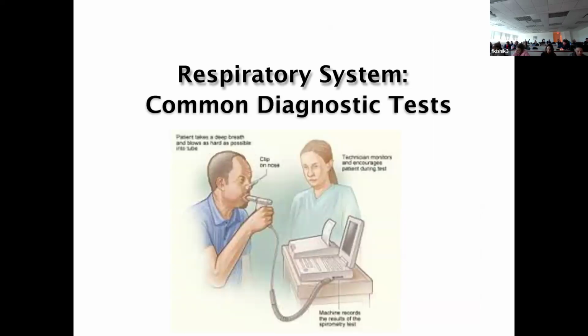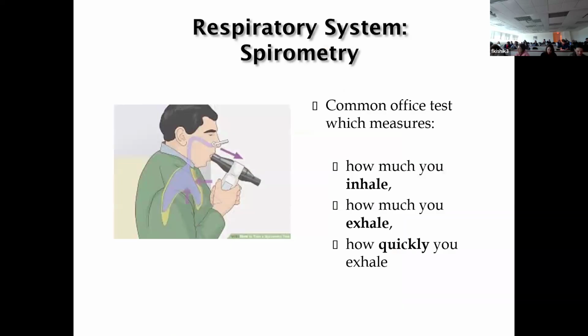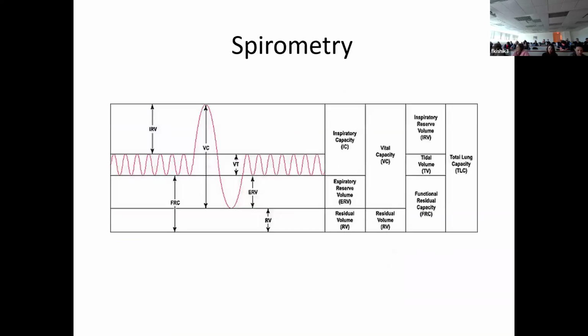So to diagnose that, you do one of these things. What's this guy doing? Spirometry, right? It's a common office test. It measures how much you inhale, how much you exhale, and how fast you exhale. That's your FEV1 over FVC. Ring a bell? Yeah. Okay.